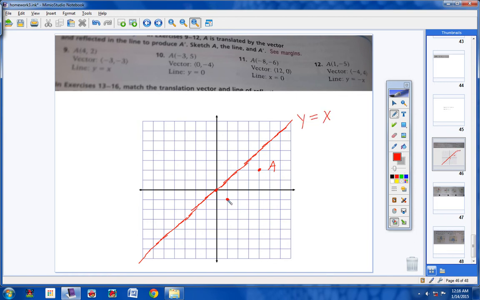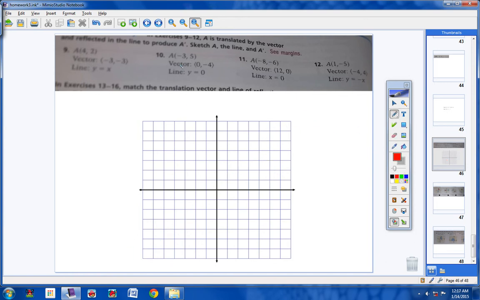Now they want us to reflect this or flip this around this line. So I go from here to here is 1. So then I go across 1. So the reflection would be right here. Remember, it's not a rotation. Nothing is being spun around or twisted. It's being reflected in this line right here. Okay? Alright, let's take a look at number 10.